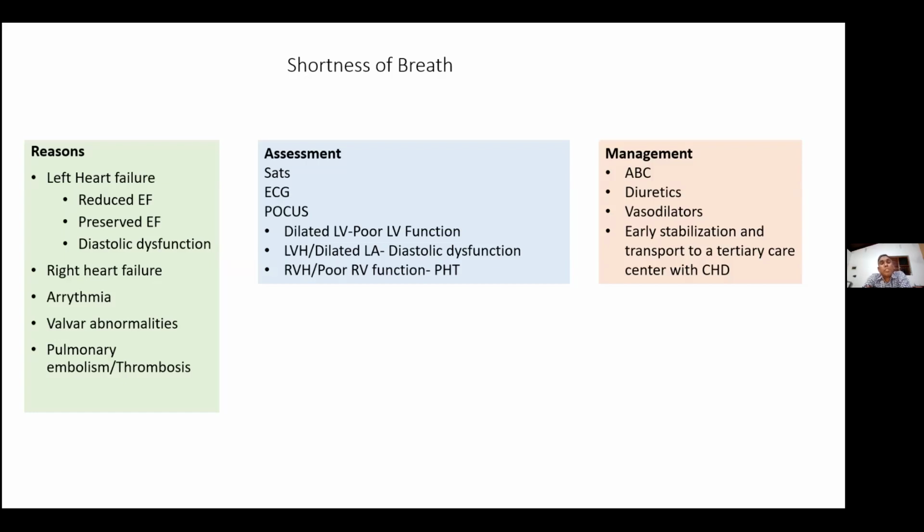And when they come with shortness of breath, again, there are so many causes of shortness of breath in adults with congenital heart disease. It can be left heart failure. If you take left heart failure, sometimes your ejection fraction is very low. Sometimes there is left heart failure with preserved ejection fraction. Those are all systolic, what we are talking about is systolic function. Or sometimes they can have diastolic dysfunction, especially restrictive cardiomyopathy or restrictive heart disease for some other reasons.